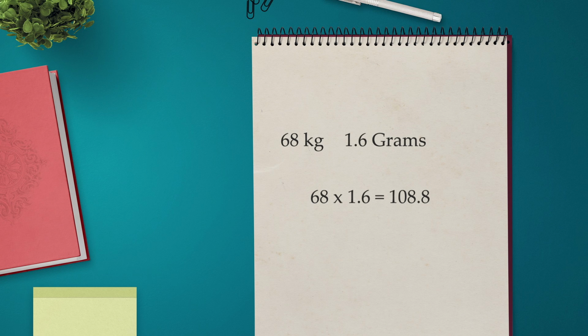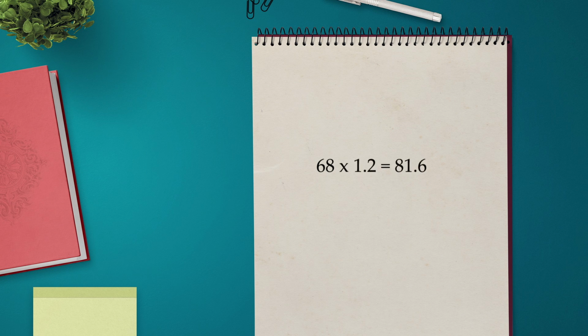If you choose the lower range of 1.2 grams per kilogram, you would calculate 68 times 1.2, which equals 81.6 grams of protein per day. So if you weigh 68 kilograms, your daily protein needs would be between 81.6 and 108 grams, depending on your protein target. And there you have it. Using this formula, you can easily figure out how much protein you should aim to consume daily.